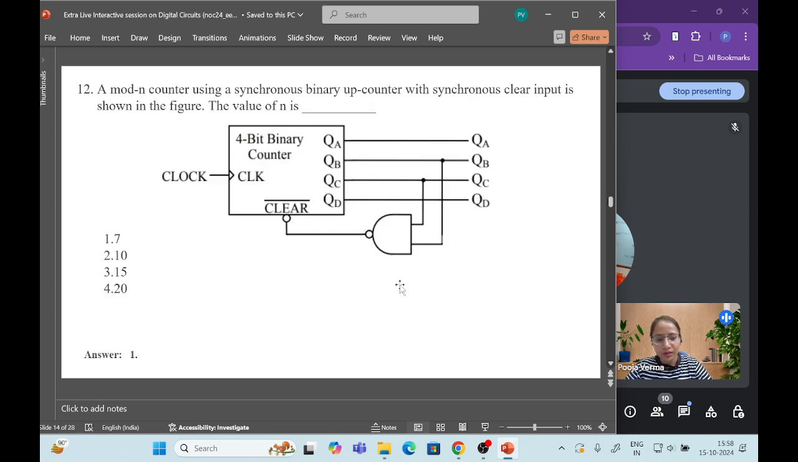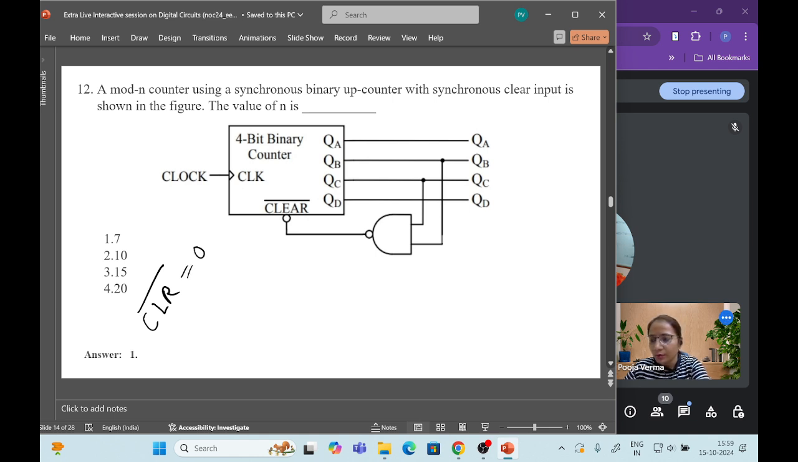So moving to the next question. Next question is: a mod n counter using a synchronous binary up counter with synchronous clear input is shown in the figure. The value of n is? Here we can see that the output of this NAND gate is going to clear. That means after this counting state, it will be like a clear output. The clear R is an active low signal. It is activated when clear is 0 and resets the flip flop at that time.